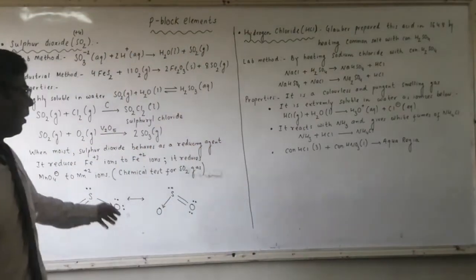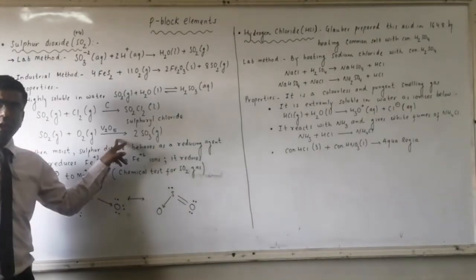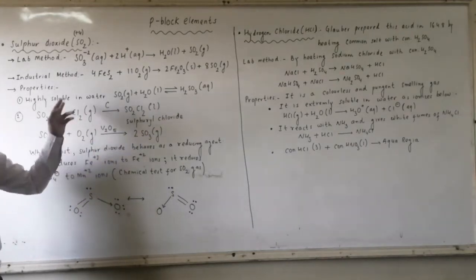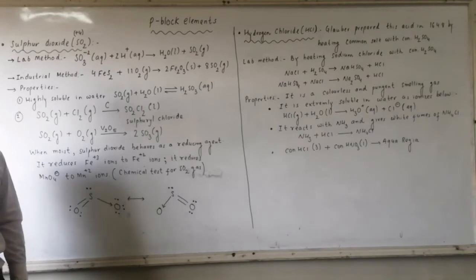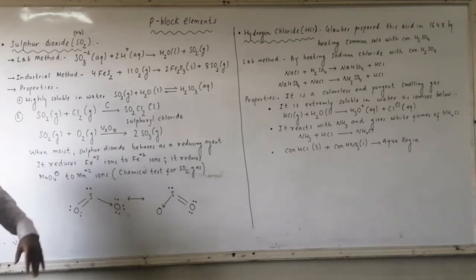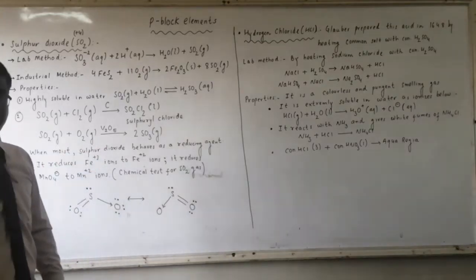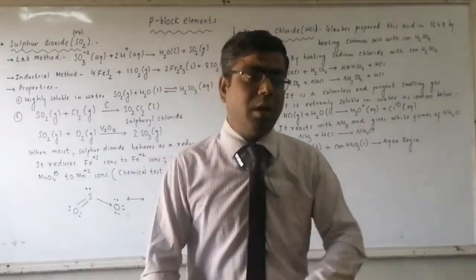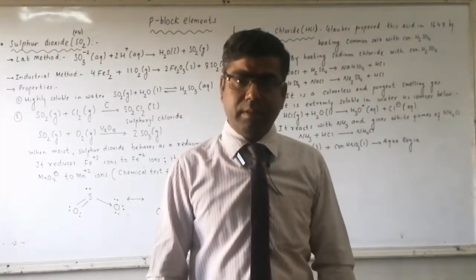This is one of the important steps of the contact process: oxidation of SO2 to form SO3 in the presence of divanadium pentoxide as a catalyst. Then, when moist, sulfur dioxide behaves as a reducing agent, which means it can carry out reduction of other substances.